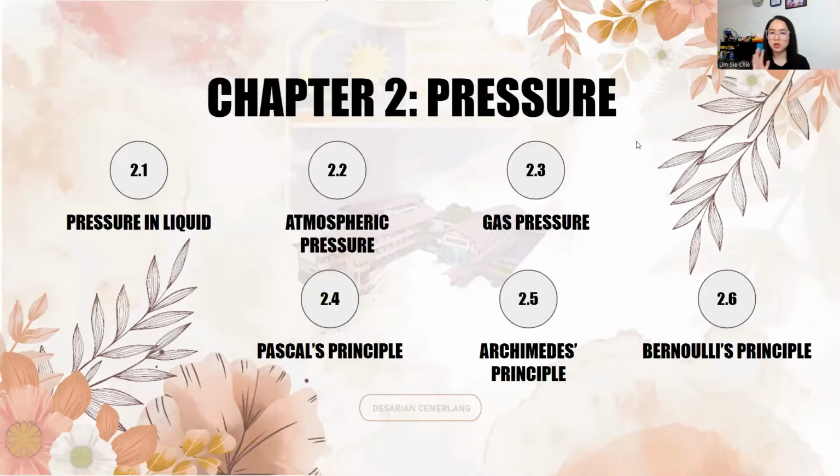Okay, so we go on. In this chapter, you have 6 subtopics, which are pressure in liquid, atmospheric pressure, gas pressure, Pascal's principle, Archimedes' principle, and Bernoulli's principle. In the last chapter, chapter 1, when we talked about force and motion, you had laws. But in this chapter, you're going to learn about 3 principles. Now, these are very interesting principles because we are going to use them to build certain equipment or certain objects that apply these principles. It's very interesting.